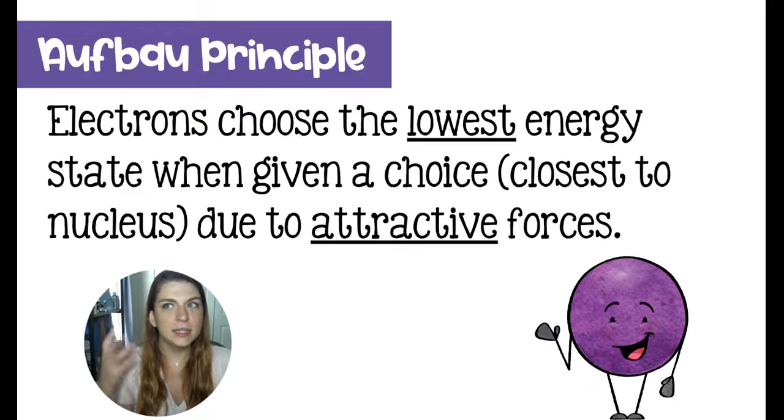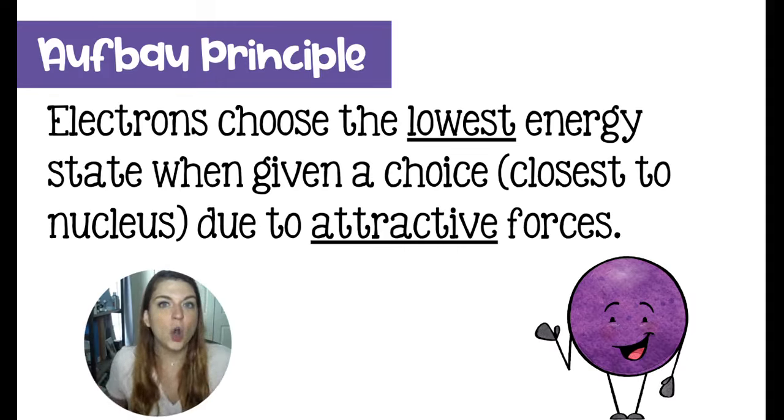And this in chemistry is defined as the Aufbau principle. Electrons are going to live in the lowest energy state that they can because they're attracted to the nucleus. So that means electrons are always going to try to be as close to the nucleus as they can get.